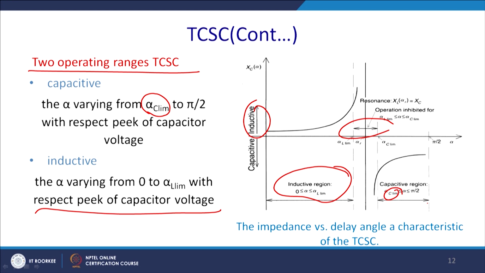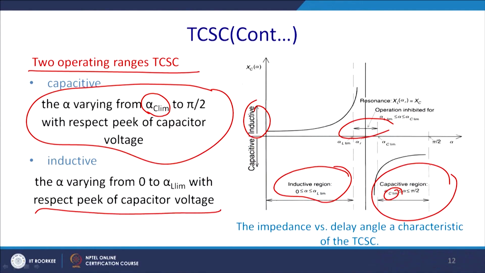So, this is the alpha value you can choose for the capacitive region. If you wish to have a capacitive region, you have to restrict alpha to this region. If you wish to operate in the inductive region to increase the inductance of the circuit, you have to choose this alpha. So, let us see the VI characteristic, we have the waveforms of the TCSC.